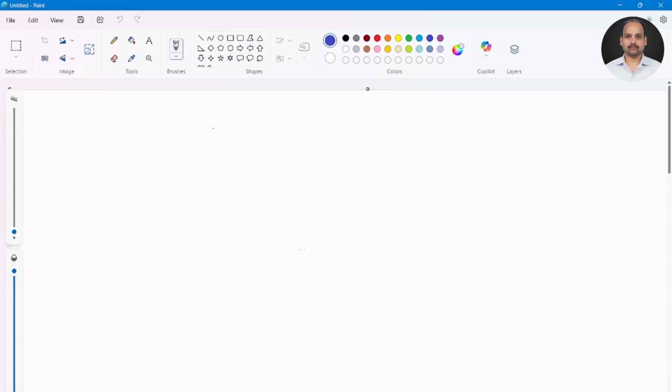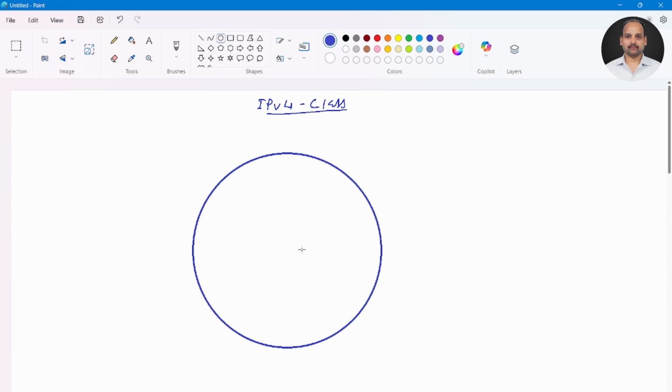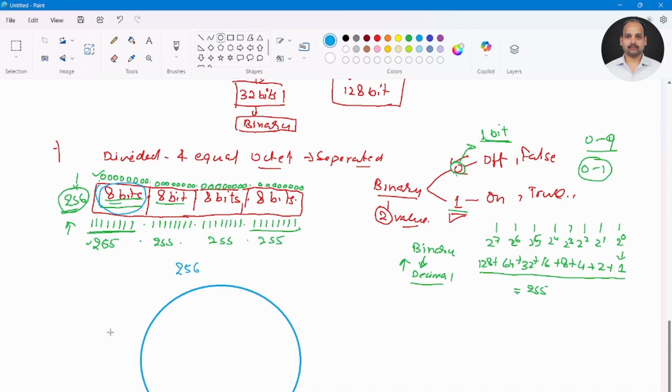I want to show you how the IPv4 classes are divided. I am going to explain in very simple layman terms. You have a total of 256 values, because in one octet you can use a maximum of 8 bits, and in 8 bits the maximum you can write is 256.